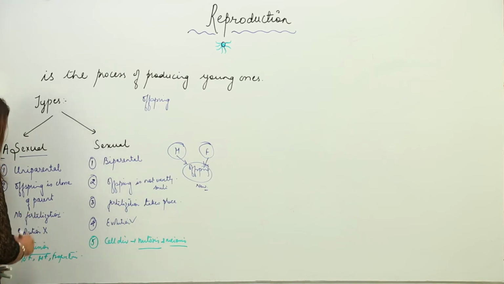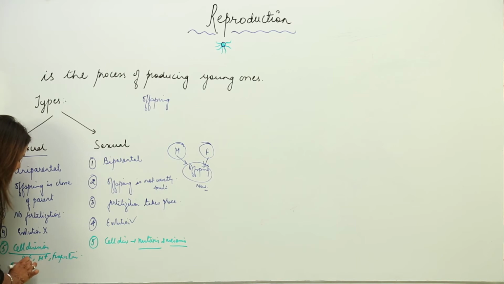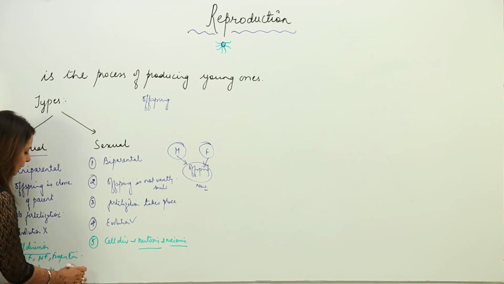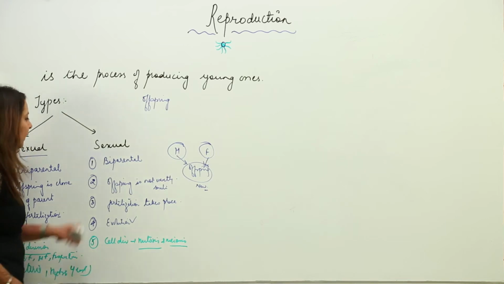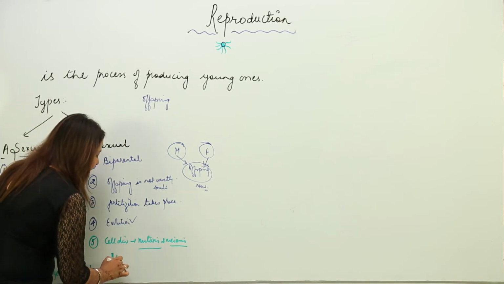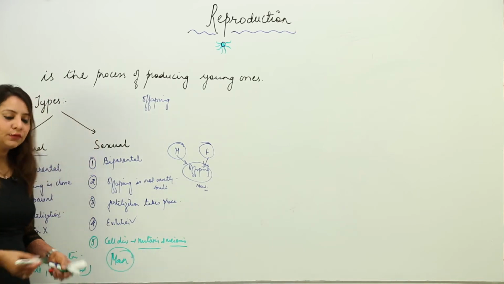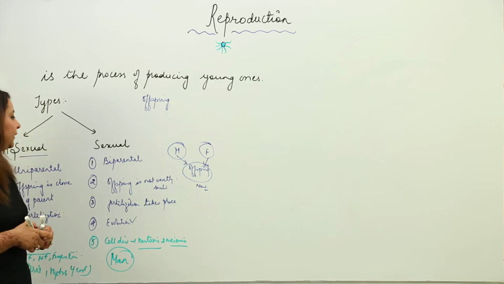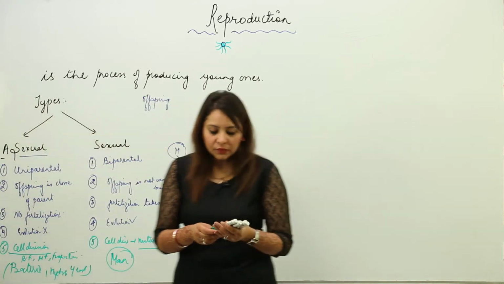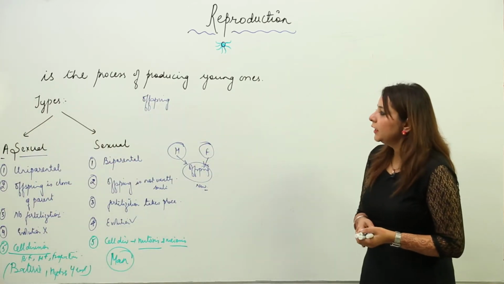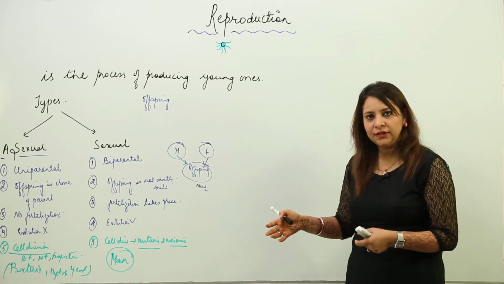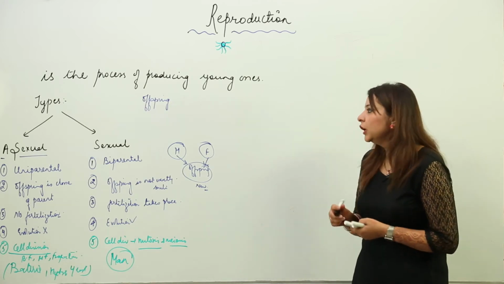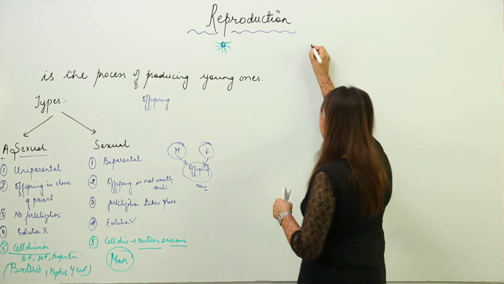Examples for cell division are bacteria, hydra, and yeast. They all reproduce asexually, but sexually we know that the common example is man. We all know that sexual reproduction takes place in us, so man is an example of sexual reproduction. Now, we'll first start with sexual reproduction and then come to asexual reproduction.